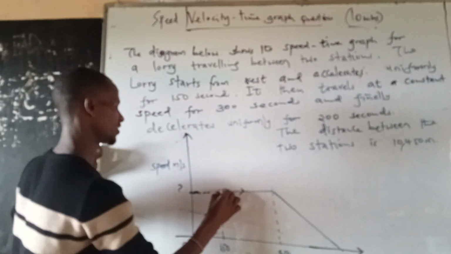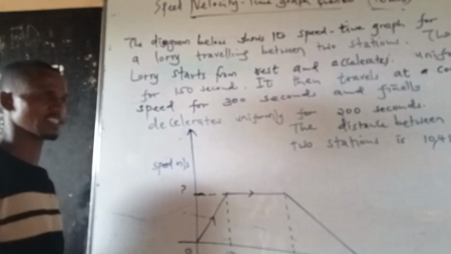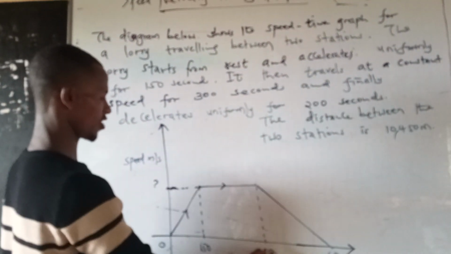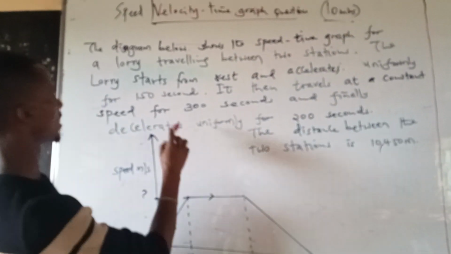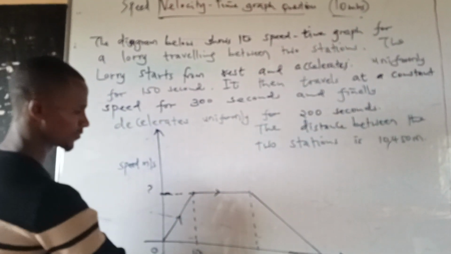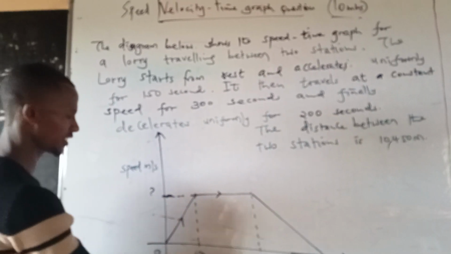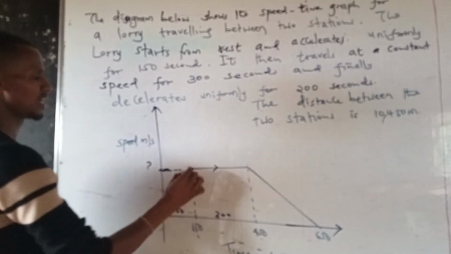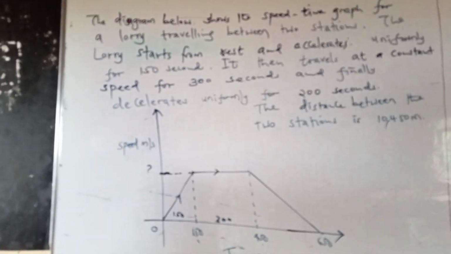So this one here, the horizontal, you remember that the horizontal shows that the speed is not increasing nor decreasing. Horizontal speed for how many seconds? For 300 seconds. That is 450 minus 150, you get 300 seconds. So this is 300 seconds, this is 150 seconds, and the speed is uniform.